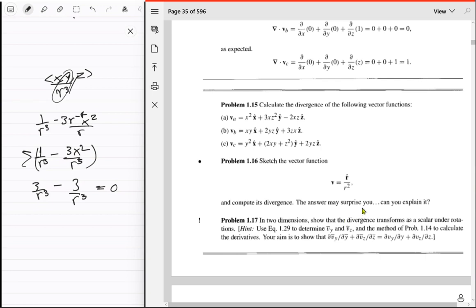Right, the answer may surprise you. Can you explain it? There's nothing like explaining it. It is 0 divergence. That's what the math says.